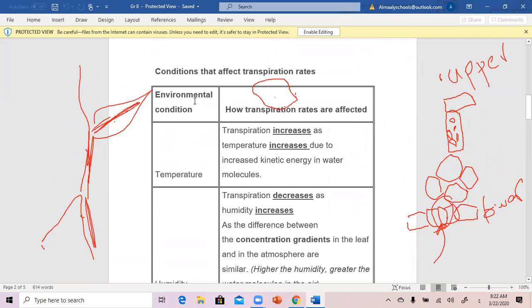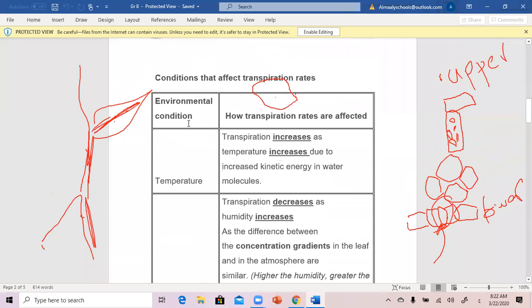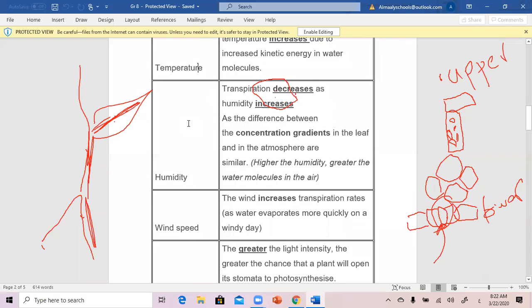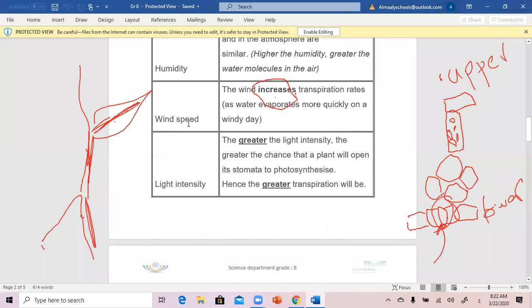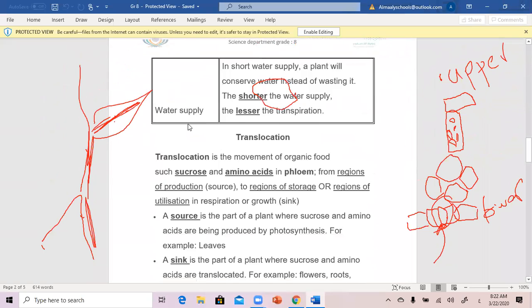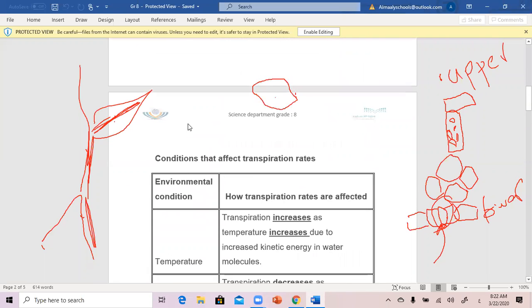What are the conditions which affect transpiration rates? Transpiration increases with temperature. Why? Due to increased kinetic energy in water molecules at higher temperature. So we have many factors which affect transpiration. Number one, temperature. Number two, humidity. Number three, wind speed. Number four, light intensity. Then water supply. These are the conditions which affect transpiration.